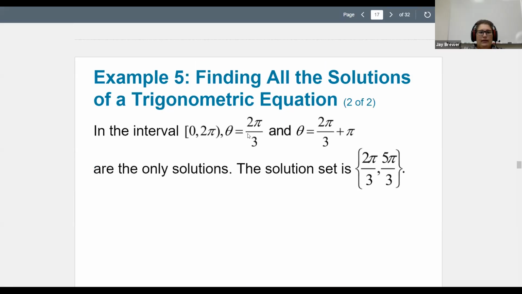So if we plug in our k values, then the solutions that we find are 2 pi over 3 and 5 pi over 3. Okay? Because that's what falls in the interval. Any questions on that?